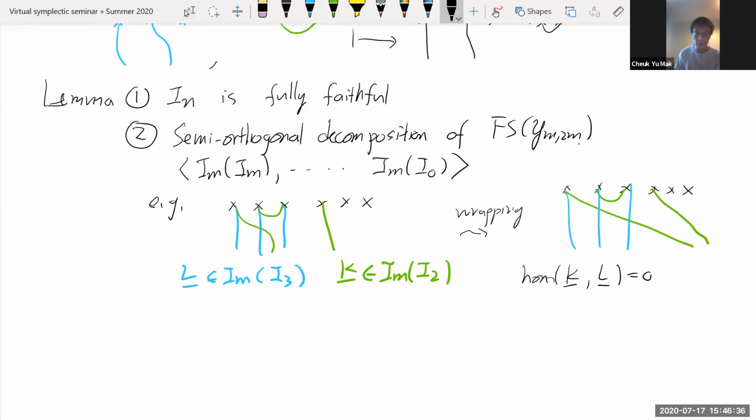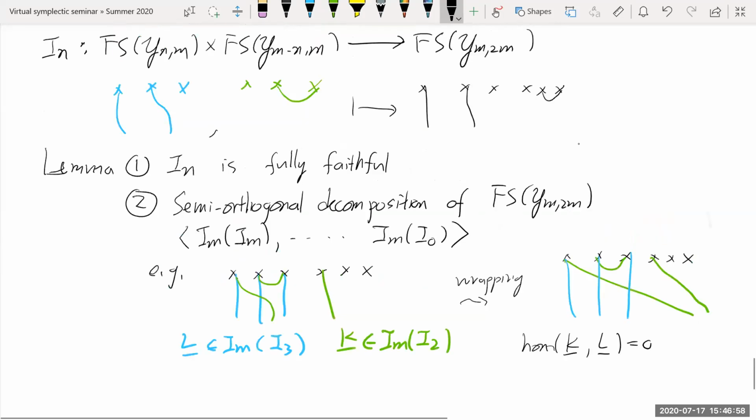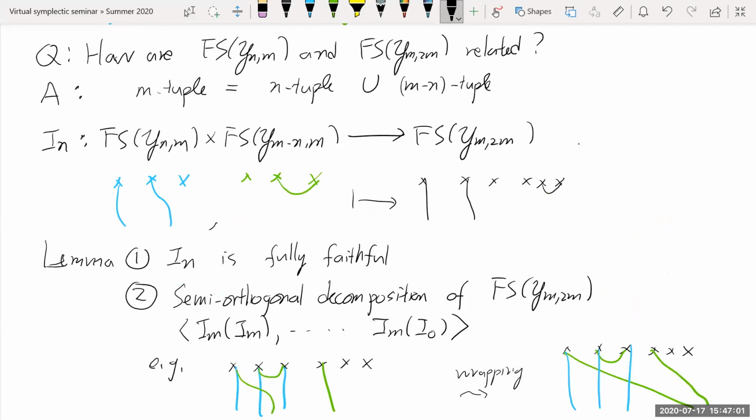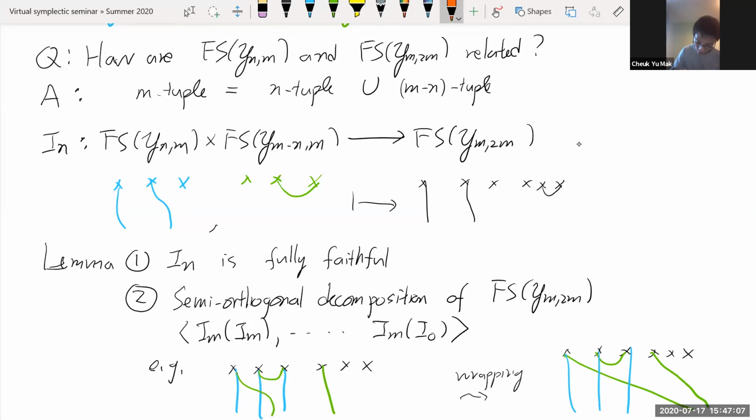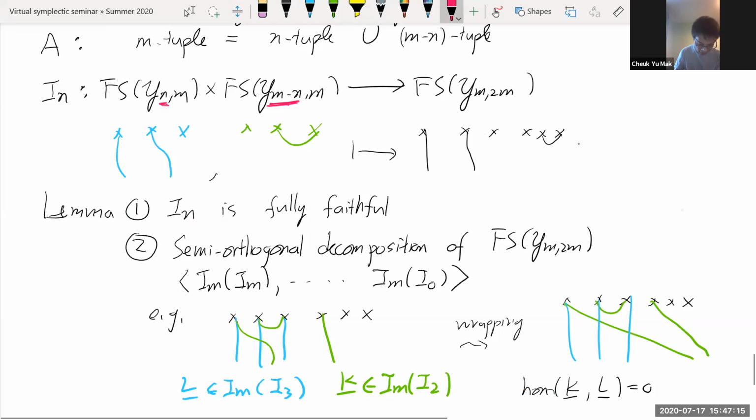Sorry, I cannot see the question. Question: I thought that I_n was a functor from a product of two Fukaya-Seidel categories, and I didn't see the difference between the two sides. The difference between the two sides: here the subscript is n, here the subscript is m minus n, and then maybe the color is confusing.